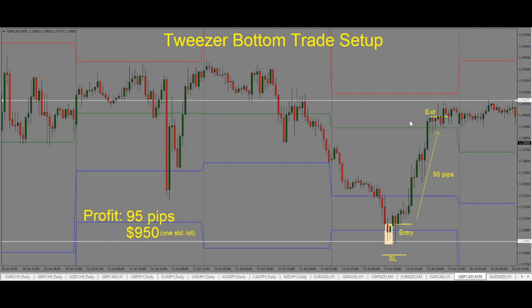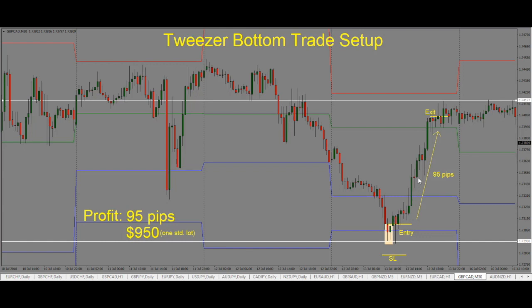So just to recap here, a Tweezer Bottom trade setup is where we have two candlesticks, one red and one green, both of them with pins in the bottom, which shows that price is likely to reverse. So this is a bullish reversal signal, and now we're looking for price to move higher. So we enter our trade at the close of the candlesticks here. So we enter the trade long. Our stop would go below the pins here, and then we look for price to move higher.